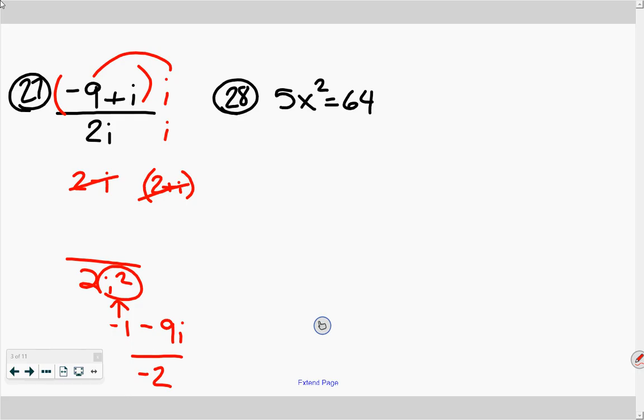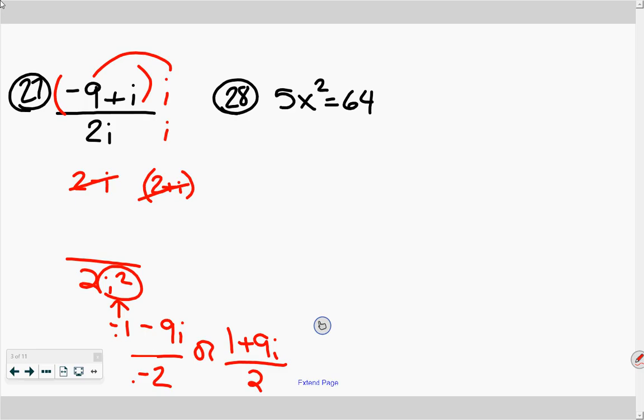So you could leave it like this, or you would know that a negative over a negative is the same as having a positive. So you can have that, or you can switch all of these, because again, a negative over a negative is a positive. You can switch all of them if you wanted to, or just leave it like that. So either one of those answers is the proper answer.